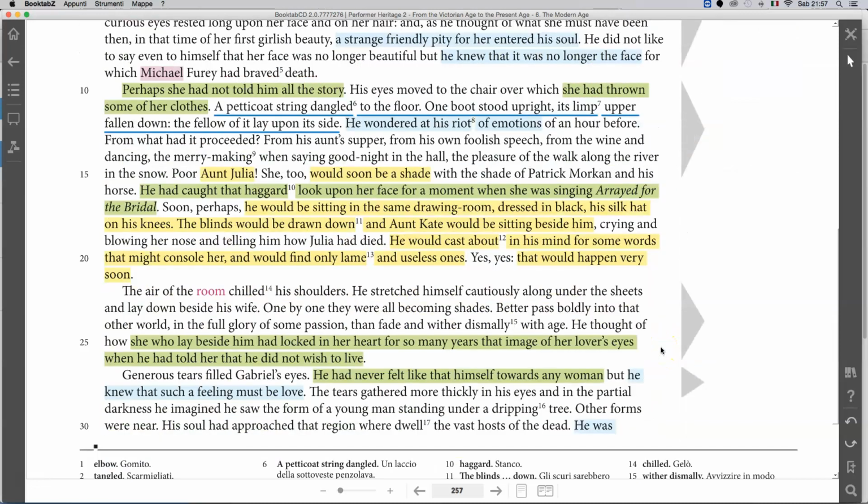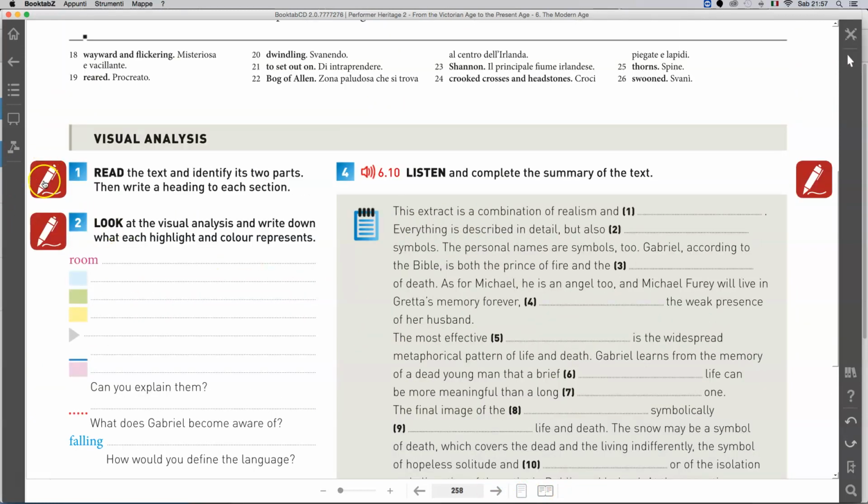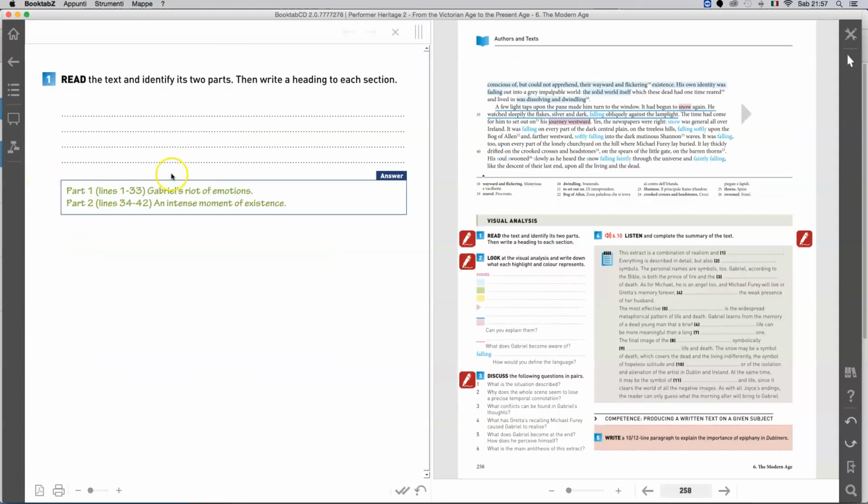But the passage is full of symbols and may be divided into two parts, and we can distinguish two different parts. The first part goes from lines 1 up to 33, and it describes the violent display of Gabriel's emotions. Instead, the second part goes from line 34 up to line 32, and this part describes an intense moment of existence.